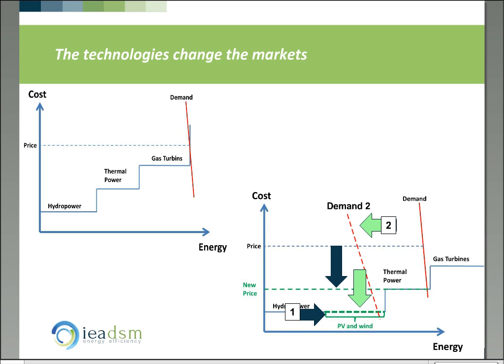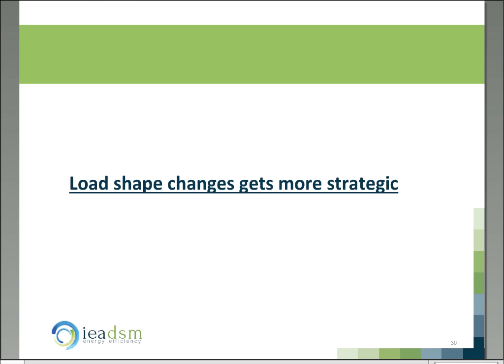And there will be a lot of discussions about the DSM perspective when it comes to the market design. But load shape changes will be important, but they will also become more strategic. They will be part of strategic discussions about how the entire system will be affected, what it does to the price, and if the price will be sufficient, for instance, to give incentives for new supply and distributed generation.